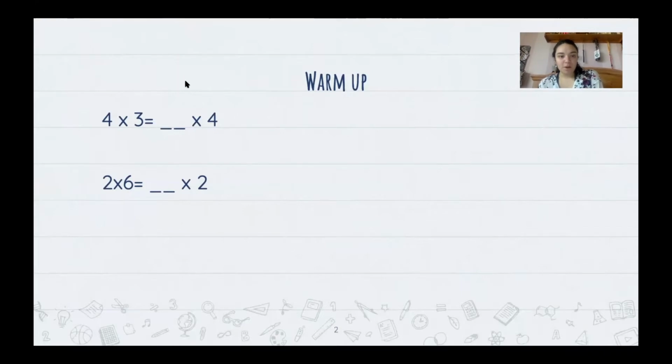So we already did the first one. 4 times 3 is equal to 3 times 4 because both of them give us the same answer, which is 12. So if we look at the next one, 2 times 6, we know that 2 times 6 is also 12. But if we were to flip the numbers and change it from 2 times 6 to 6 times 2, it would also still mean the same thing and give us the number 12. Perfect. So let's go ahead and move on to our application problem.